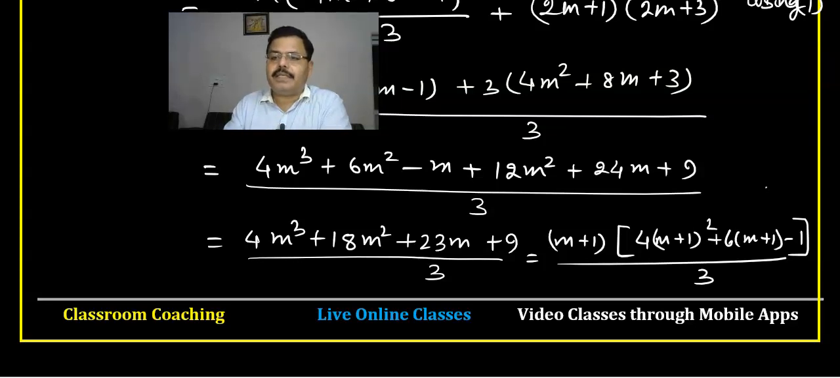8m plus 6m, 14m. 14m multiply by m, 14m square. Aur yahan pe jo constant milega, yahan pe milega 1. So 4 into 1, 4. Aur yahan pe milega 6, 10m. 4m square. M square will not come anywhere else.